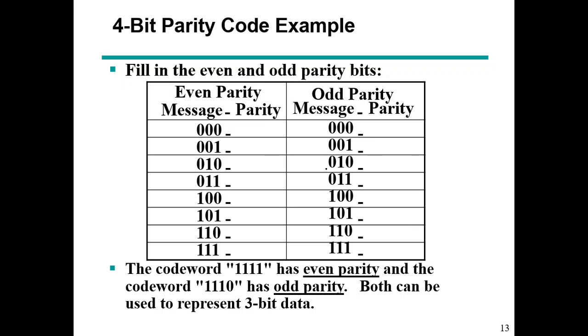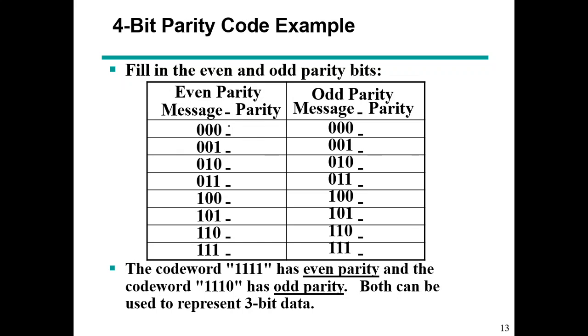Now let's look at an example. This is an even parity code. Okay? An even parity code. This is an odd parity code. Okay? In an even parity code, the number of ones would always be even. Okay?